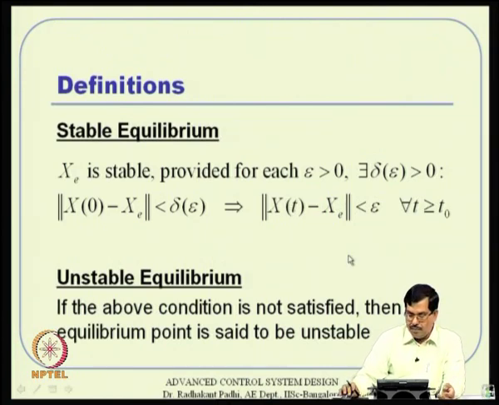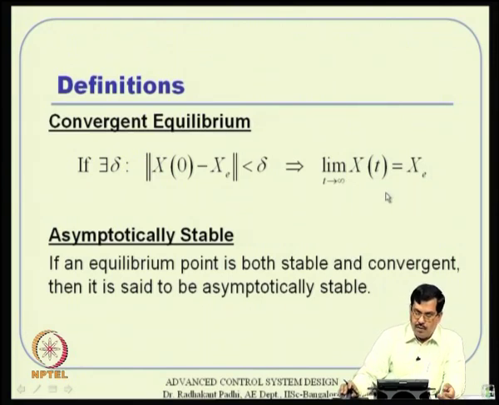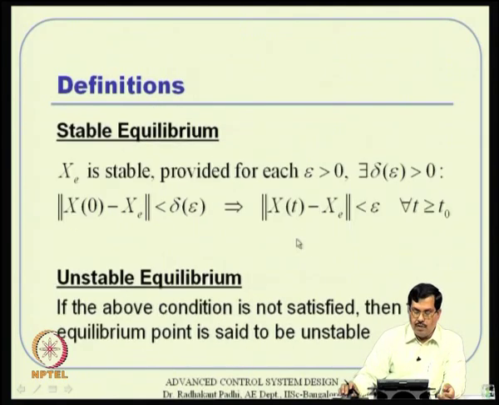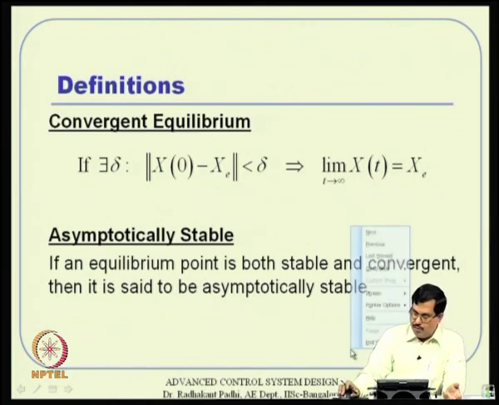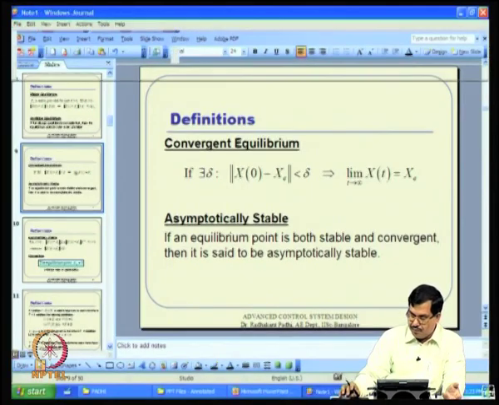Then we also need some sort of a convergence condition. This definition is what is called a convergent equilibrium, which has nothing to do with stability. Remember, stability is for all time t greater than t0, the trajectory has to remain within that epsilon ball. But the convergence notion tells you that in between it can go anywhere it wants, but ultimately when t goes to infinity my trajectory will converge to the equilibrium point. Again, let us see that conceptually.